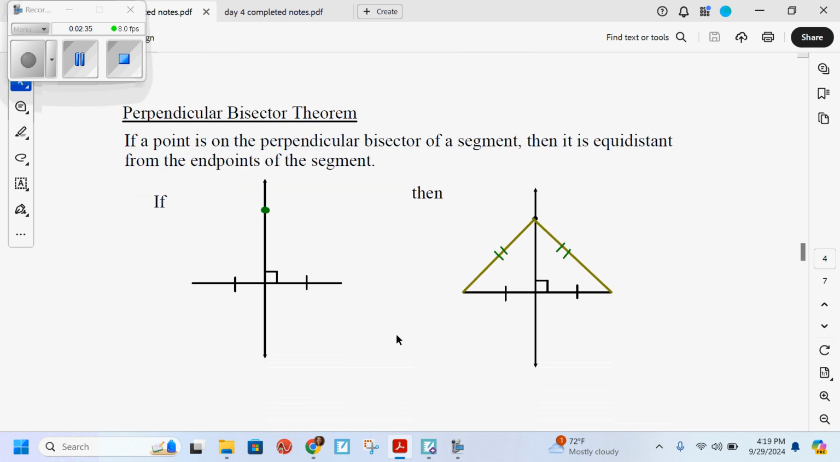This is the perpendicular bisector theorem. It says if a point is on the perpendicular bisector of a segment, then it is equidistant from the endpoints of the segment. So if this is true, it's on the perpendicular bisector, then this is true, that this length and this length are congruent.